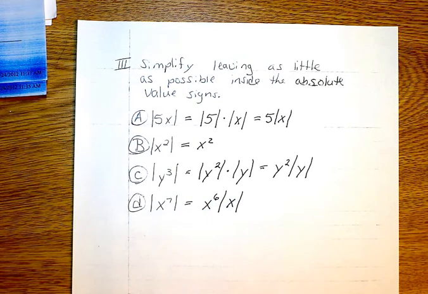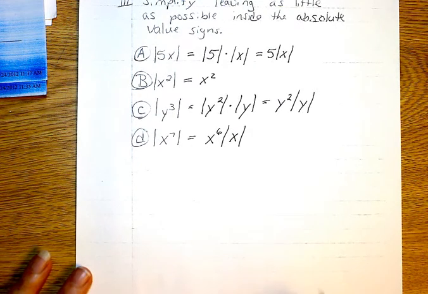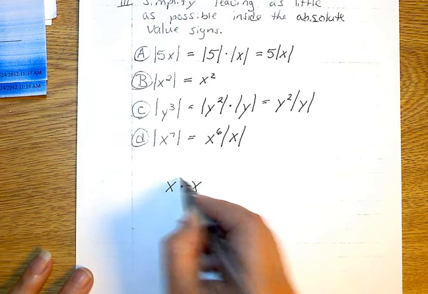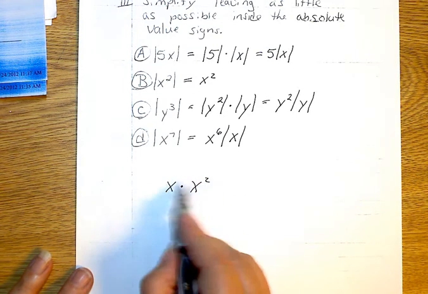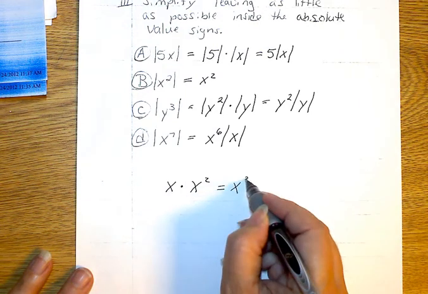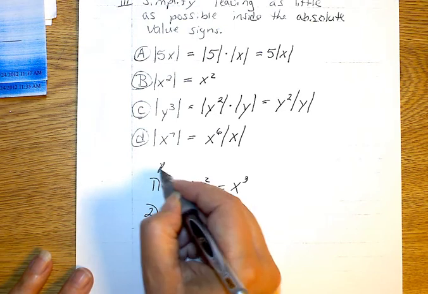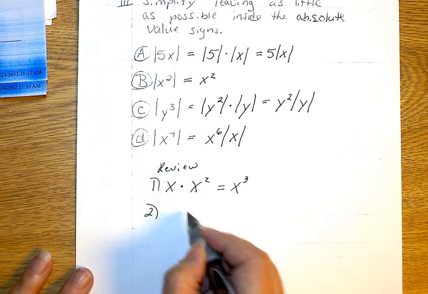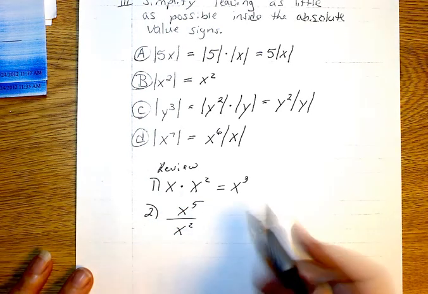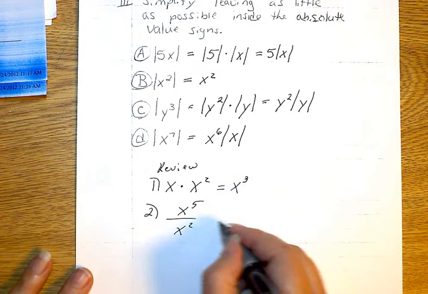All right. A review. I want you guys to shout the answers out. If I had x, a variable, times a variable, what do we do to the exponents? Add them. So that would have been x to the 3rd. What happens if I had x to the 5th over x squared? What do we do to the exponents? Subtract them. So we have x to the 3rd again, don't we?